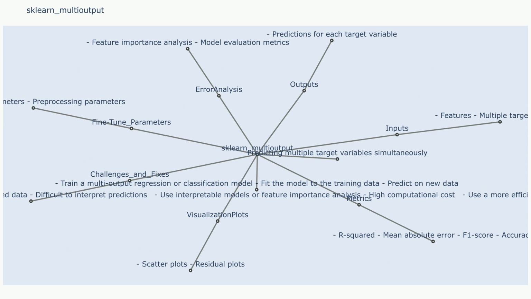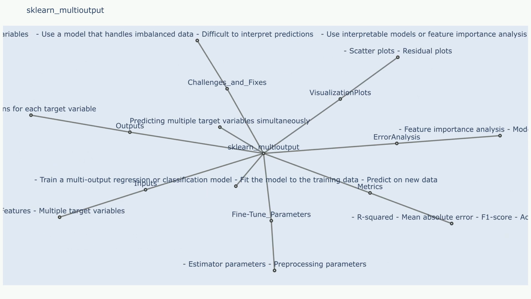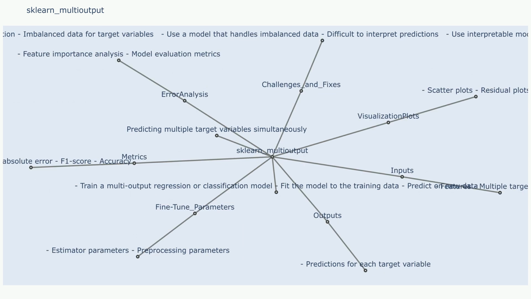Outputs. Output 1. Explain in detail. The model predicts multiple target variables, and the output will be a 2D array or data frame containing the predicted values. Each row represents a sample, and each column corresponds to a different predicted target variable. Output 2. Explain in detail. In addition to the predictions, you can obtain information about the model's performance, such as the R-squared score for each target variable or the mean absolute error for the entire multi-output prediction.